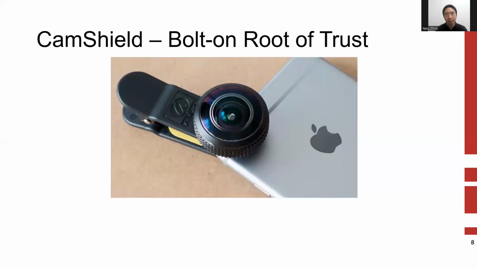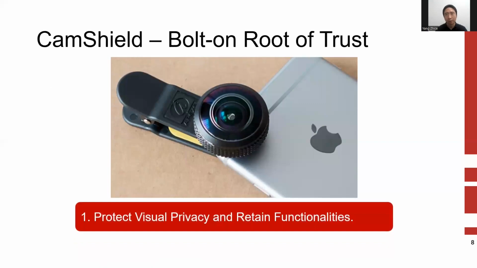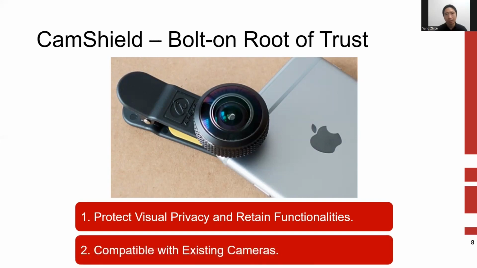We believe there shouldn't be such a stringent trade-off between privacy and functionality. And we want to find a solution that can protect the visual privacy against most threats and also retain the camera functionalities as well. Also, similar to installing an external lens, it would be better if the solution can be used to protect cameras already in use. To achieve the goals, we propose the CamShield system.